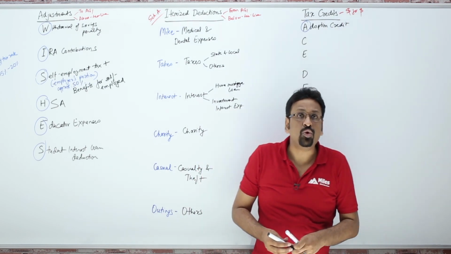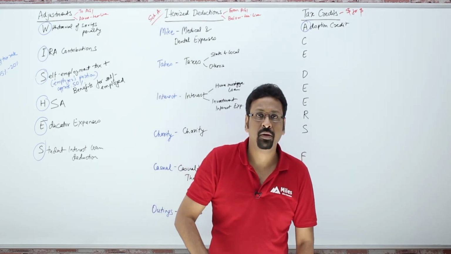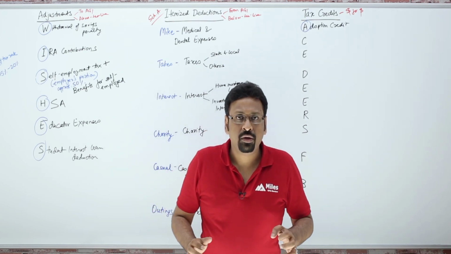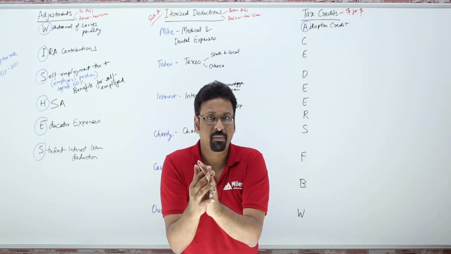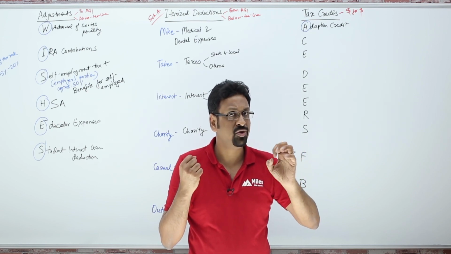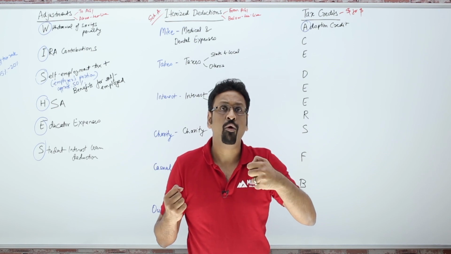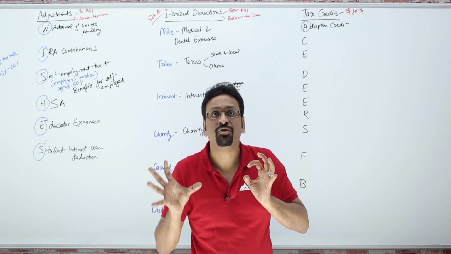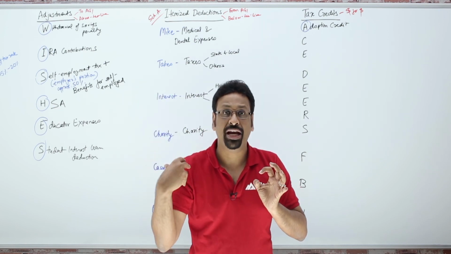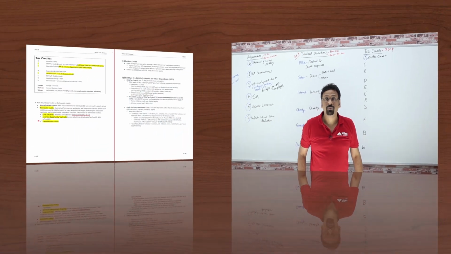So if you spend money on adopting a child, think about it. So you've spent a lot of money adopting a child. Now Uncle Sam is willing to give you a dollar for dollar reduction for the amount that you've spent in adopting the child, and that is adoption credit for you.